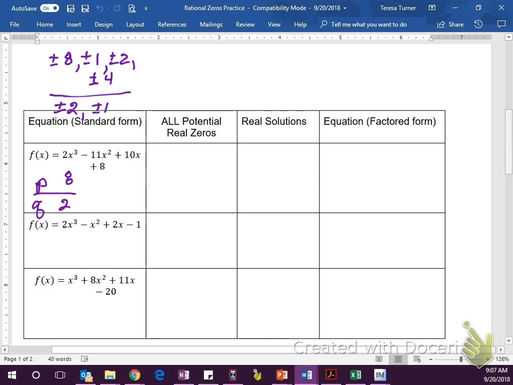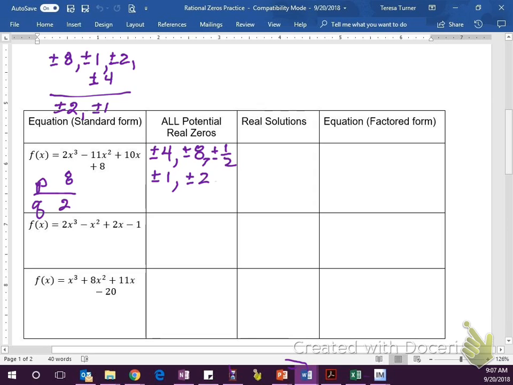So 8 over 2 is 4, 8 over 1 is 8, 1 over 2 is 1/2, 1 over 1 is 1, 2 over 2 is 1, 2 over 1 is 2, 4 over 2 is 2, which we already have. And 4 over 1 is 4, which we already have. So is that all of them then? So 4, 8, 1/2, 1, or 2.